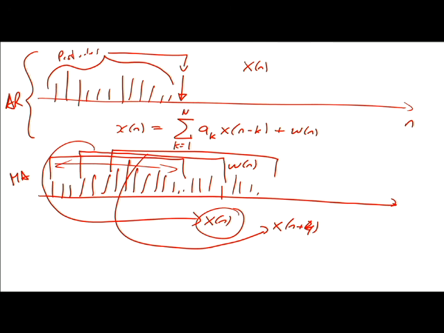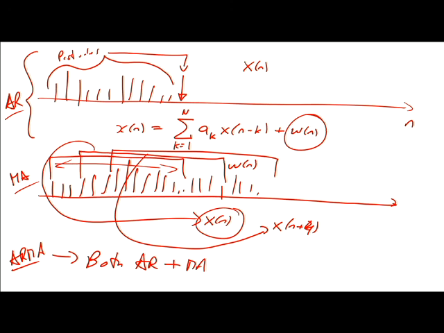Now, ARMA. It's different than AR because in AR, I'm using just the current value of the input plus a weighted average of the past outputs. ARMA does both, both AR, like you see on top, and MA. So I'm taking both a moving average of the input values and a weighted sum of all past output values to produce the current output value. That is ARMA. It also sounds cool.